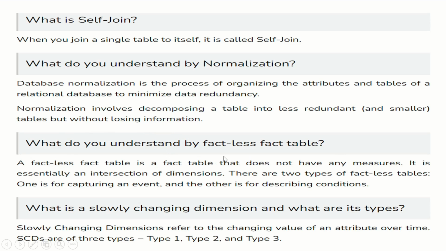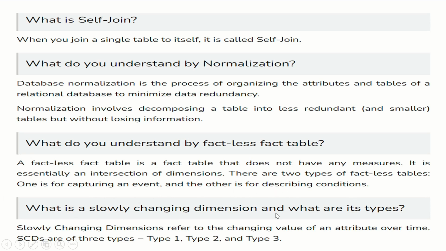What do you understand by a factless fact table? A factless fact table is a fact table that does not have any measures. It is essentially an intersection of dimensions. There are two types of factless tables. One is for capturing an event and the other is for describing conditions.